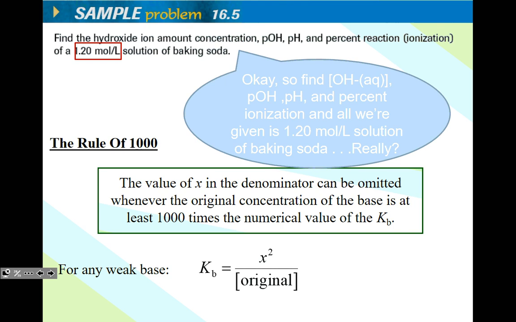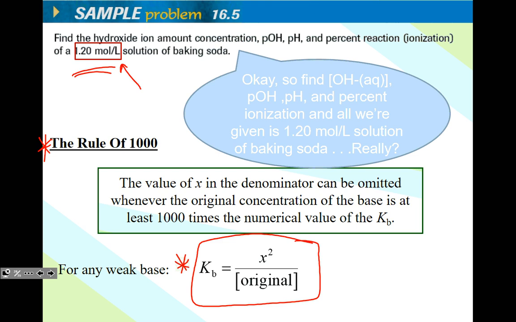It's nice. Okay, let's jazz things up a little bit, shall we? Find the hydroxide ion amount, concentration, pOH, pH, and the percent reaction. And all you're given is one thing, 1.20 moles per liter. That's it. Oh my goodness. Well, guess what? The rule of 1,000 for an acid also applies to any base. So for Kb, in this kind of situation where you're just given initial concentration, you can use this general formula. Kb is equal to x squared over the original concentration, because x is the variable all over your ice table.